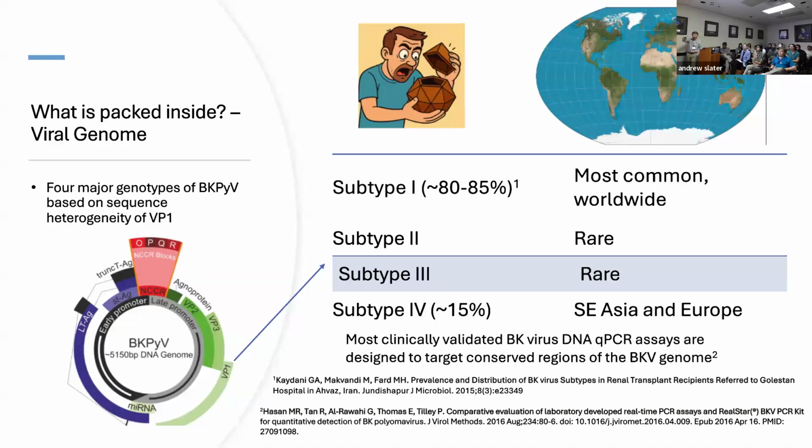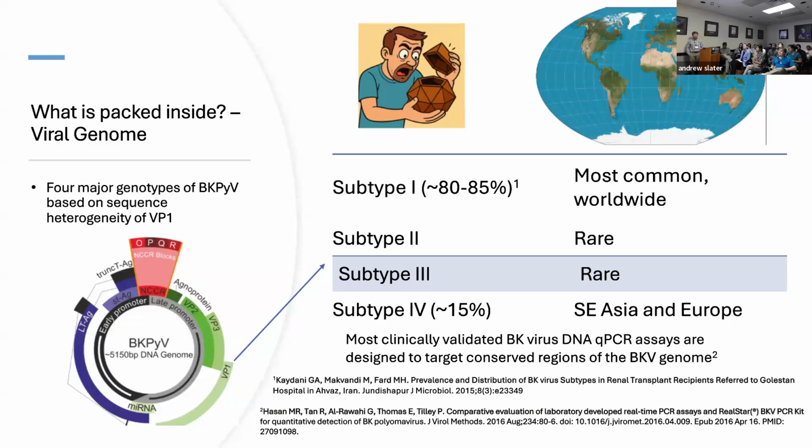So now let's look inside, right? Like this guy's doing up there at the top. What's inside the viral genome? So there are 4 major genotypes of the BK virus, and that's based on sequence heterogeneity of the VP1 protein. Subtypes 1, 2, 3, and 4. Subtype 1 is the most common. It's found worldwide. That's usually the one that causes disease. Subtype 4 has pockets in Southeast Asia and Europe.